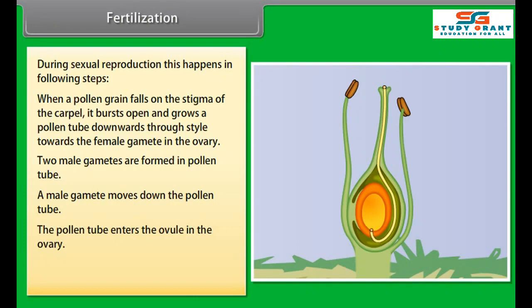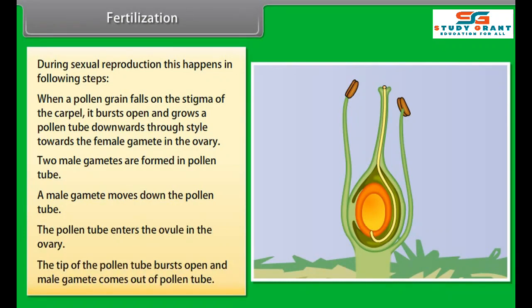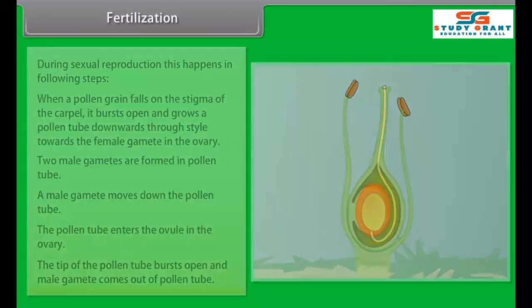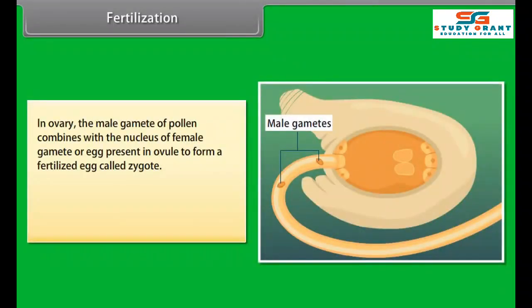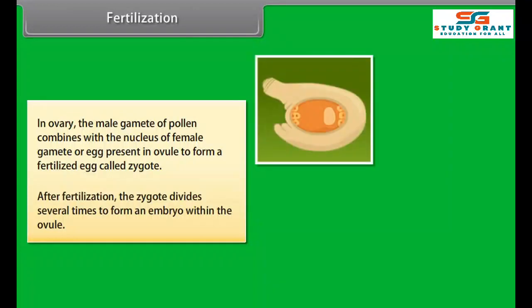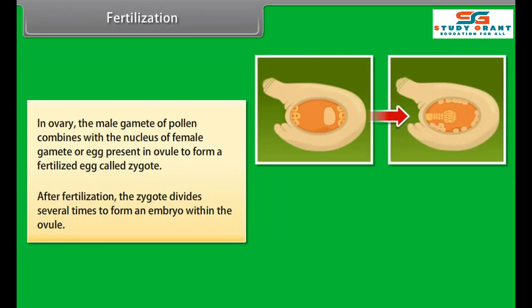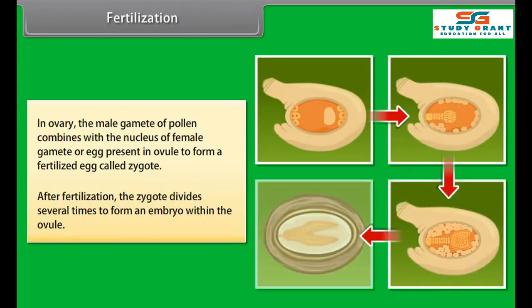Pollination is of 2 types: self-pollination, cross-pollination. When the pollen grains from anther of a flower are transferred to the stigma of the same flower or another flower of same plant, it is known as self-pollination. When the pollen grains from anther of a flower are transferred to the stigma of another flower of another plant of same species, then it is known as cross-pollination.